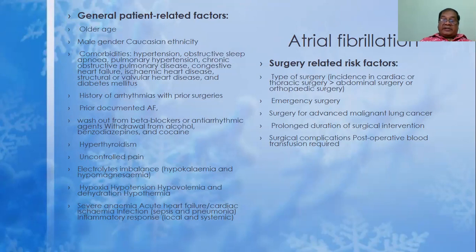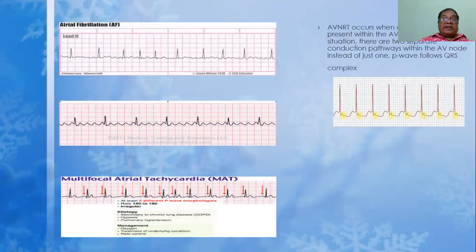In atrial fibrillation, we see that the RR intervals are irregular and the P wave is replaced by the fibrillatory wave. In atrial flutter, the RR intervals are usually regular if there is no variable AV block, and the P wave is replaced by the flutter wave or sawtooth appearance.